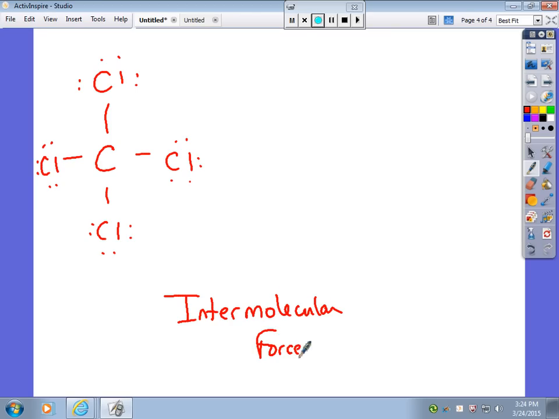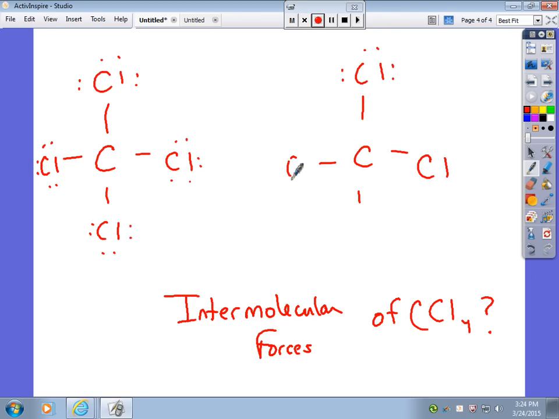So whenever I ask you what are the intermolecular forces and explain them, then you would have to draw two different molecules of the same sample. Okay, so intermolecular forces of CCl4. That might be the question. And describe them and talk about them and compare them to the other ones. So I need to draw two molecules of CCl4, tetrahedral, nonpolar.